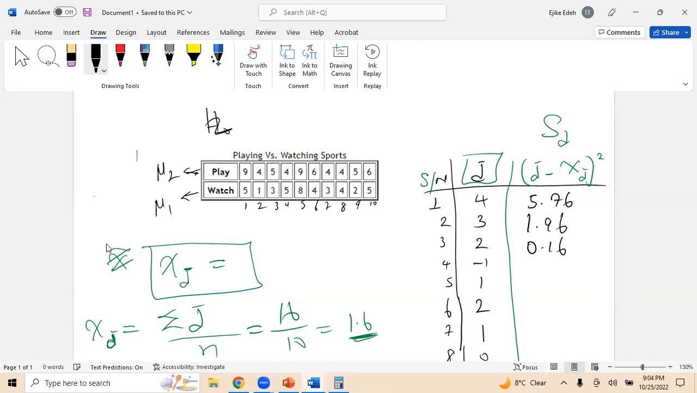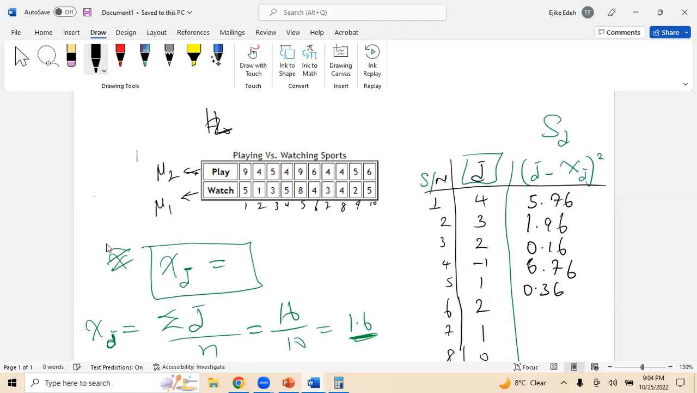The next one is -1. So be careful with your calculator how you do that. -1 minus 1.6 gives me -2.6. That makes sense. Raise that to the power of 2. I have 6.76. The next one is 1. 1 minus 1.6 gives me -0.6. I raise that to the power of 2. I have 0.36.